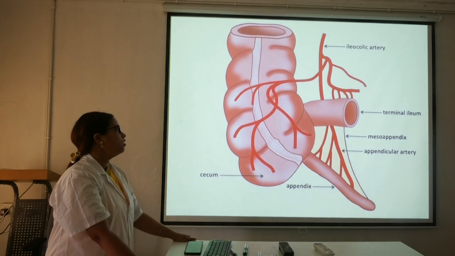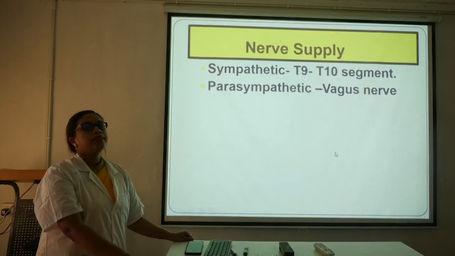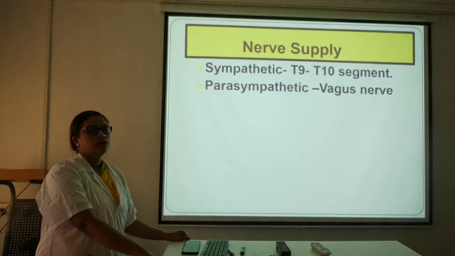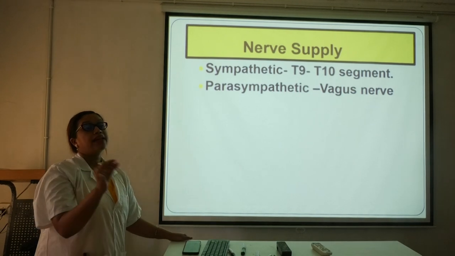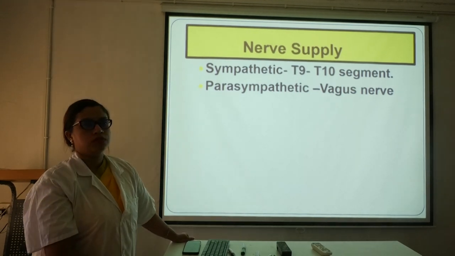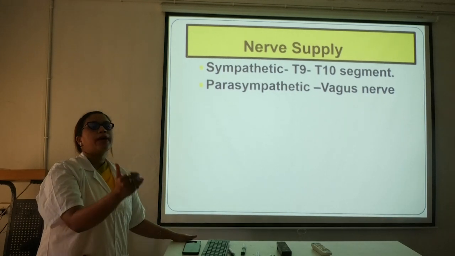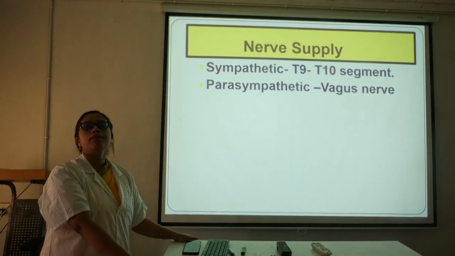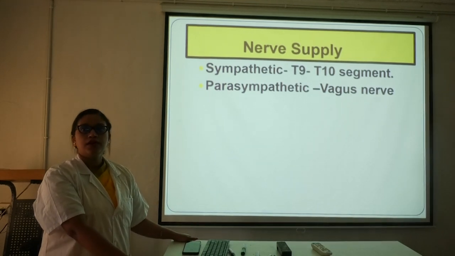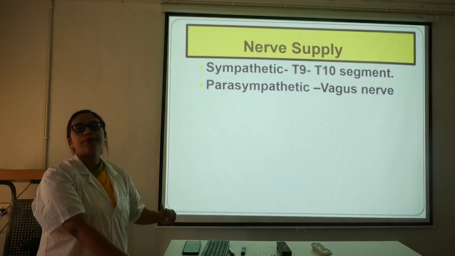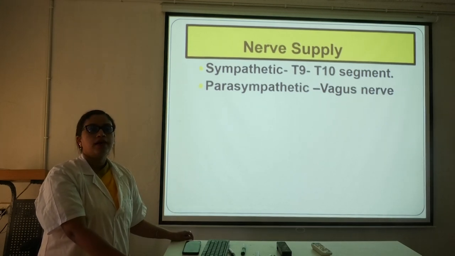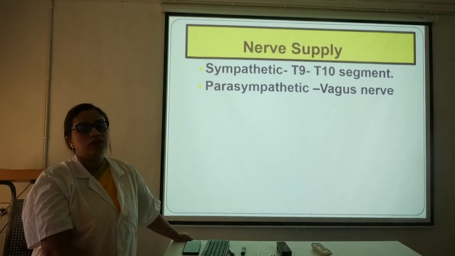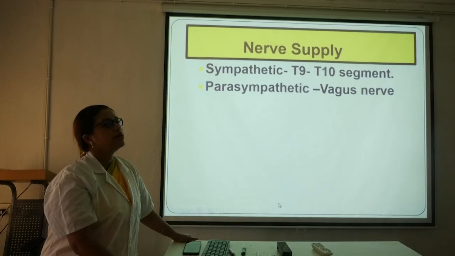Now what is the nerve supply of the appendix? T9 to T10. Here there is a question: why do we say McBurney's point at the umbilicus? A patient having appendicitis also feels pain at the umbilicus. Why? Because of the same segmental nerve supply. Umbilicus is T10, appendix is also T10. You could also write down that the nerve supply of umbilicus is T10.